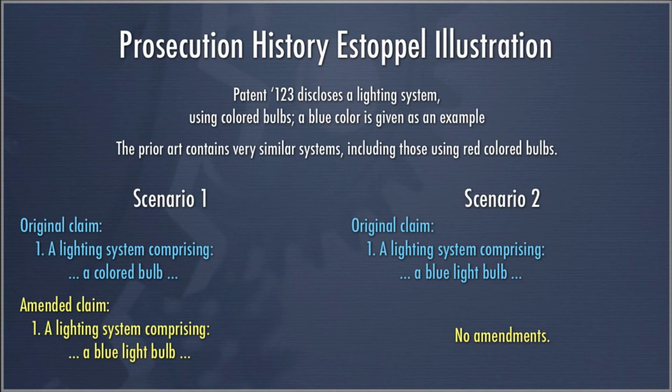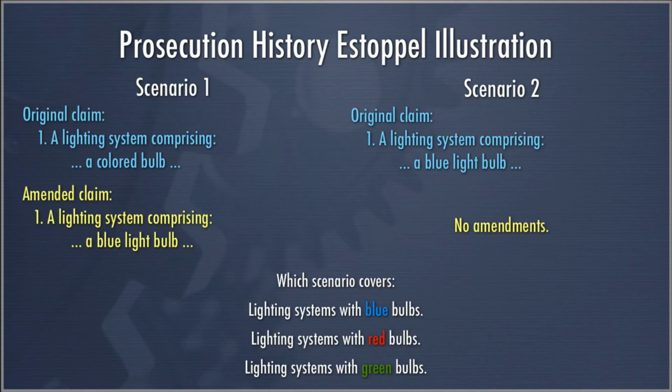So you will note that at the end of the day, both scenario 1 and scenario 2 have the same claims, right? So the scope should be the same. Well, is it? Which scenario, scenario 1 or scenario 2, covers lighting systems with blue bulbs? Well, that's easy. They both do. That's just basic literal infringement. Blue bulbs are claimed. It clearly covers blue bulbs.